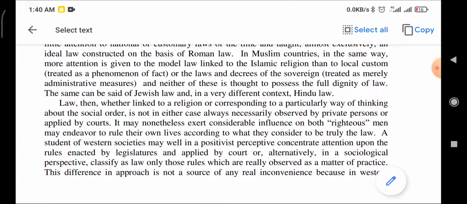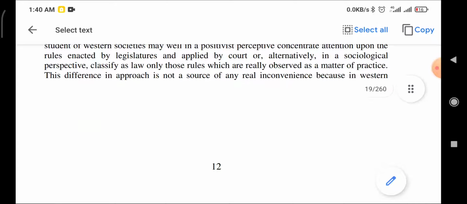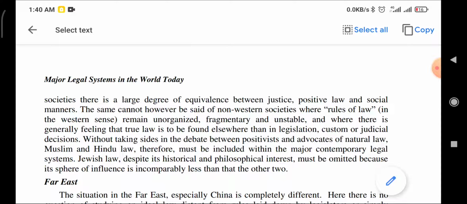by the legislatures and applied by courts, or alternatively, in a sociological perspective, classify as law only those rules which are really observed as a matter of practice. This difference in approach is not a source of any real inconvenience, because in Western society there is a large degree of equivalence between justice, positive law, and social manners.